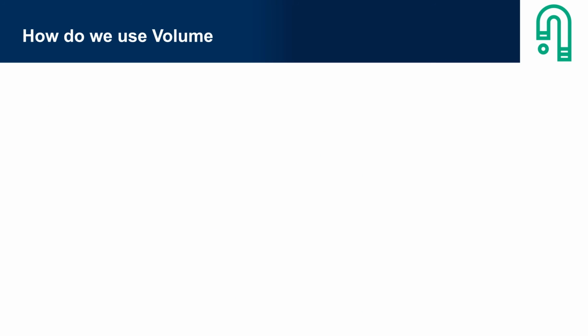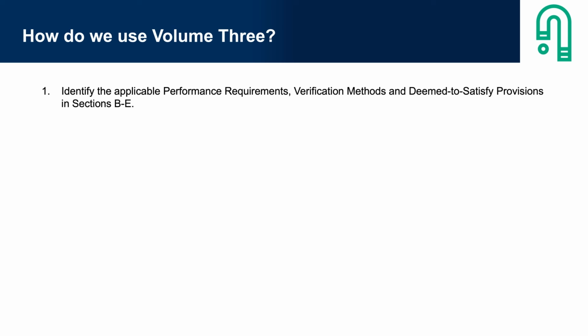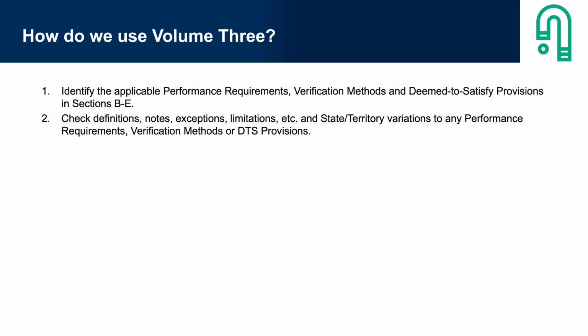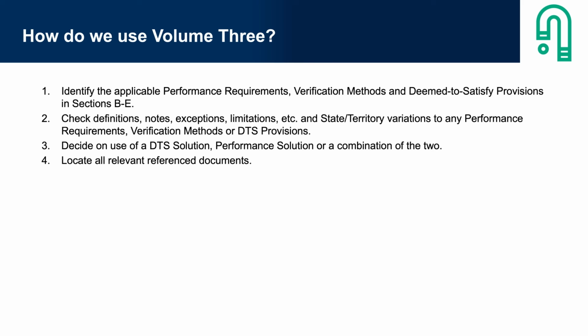How do we use Volume 3? Identify the applicable performance requirements, verification methods, and deemed to satisfy provisions in sections B to E. Check definitions, notes, exceptions, limitations, etc., and state and territory variations to any performance requirements, verification methods, or DTS provisions. Decide on use of a DTS solution, performance solution, or a combination of the two. Locate all relevant reference documents.